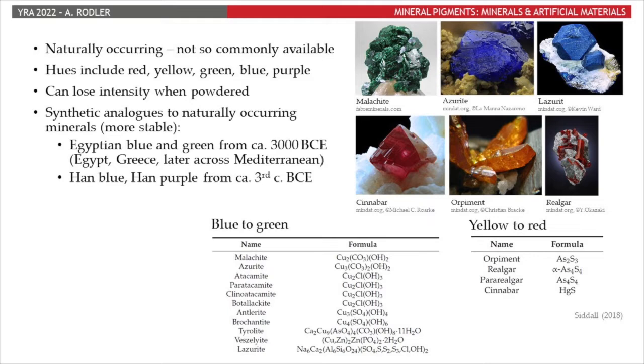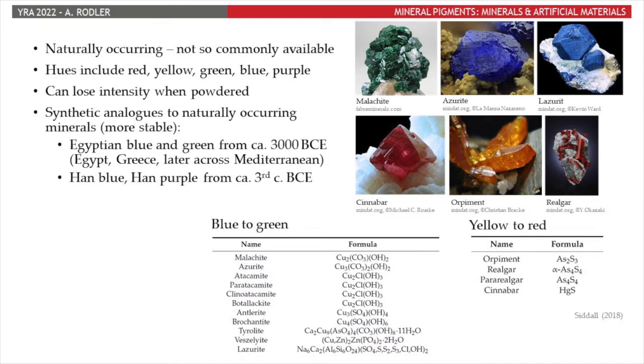Then next, I'd like to introduce other mineral pigments, the minerals and artificial materials. So they are naturally occurring, but not so commonly available as ochre. And different hues include also red, yellow, green, as well as purple and blue. And they can lose intensity slightly when powdered, which is also why some of them were not so frequently used. And then very early on, synthetic analogues to naturally occurring minerals were made by humans.